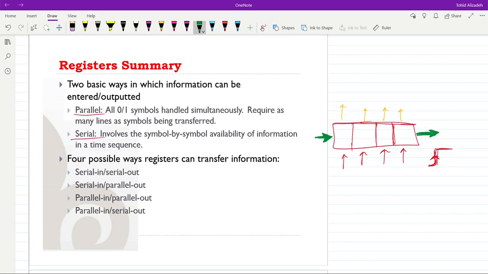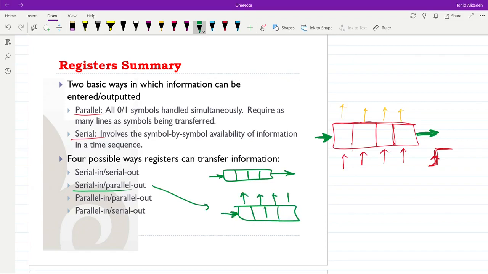If you combine the serial and parallel way of providing the data and taking the data from the registers, we will have four possible options. Serial in, serial out is when we provide the data in serial and we take the data in serial from the register. Then we can have the serial in, parallel out. For serial in, parallel out, data will be provided in serial, but we will have access to all bits of the register.